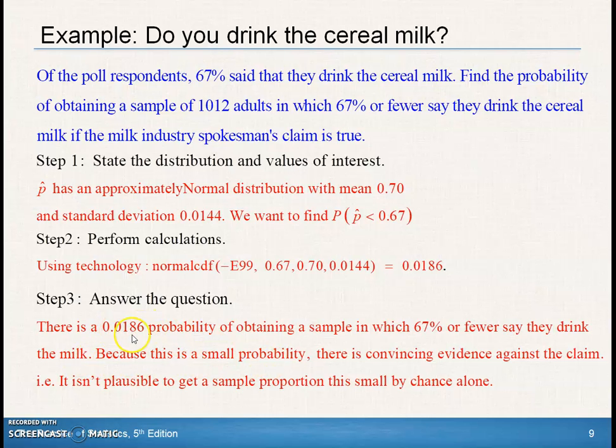This is a pretty small probability. If you put it as a percent, it's 1.86%. So there's convincing evidence against the claim. We'll talk more about what convincing evidence is later. It isn't plausible to get a sample proportion that small. So this is maybe too small. This is one of those samples that you picked that was really sort of out there a little bit.